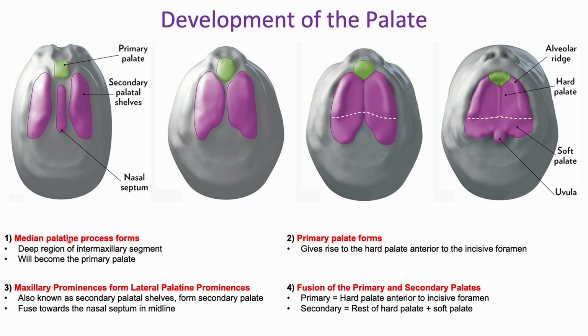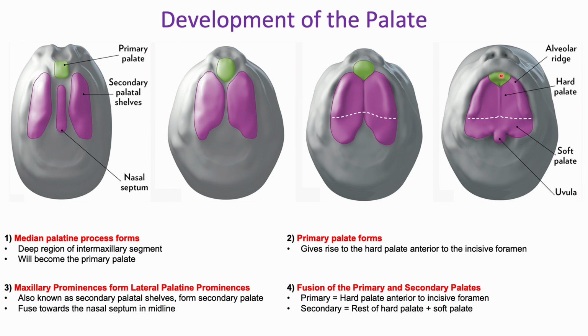So we have one median forming the primary palate. We're going to have 2 lateral palatine prominences that are going to join together to form the secondary palate. These are going to start off as palatal shelves. So these palatal shelves are going to come together, and they're going to fuse at the midline at the nasal septum. Okay, so their goal is to fuse at the midline at the nasal septum, and then they're going to fuse anteriorly with the primary palate as well. So once the primary and secondary palates fuse, we're going to have our final adult derivatives.